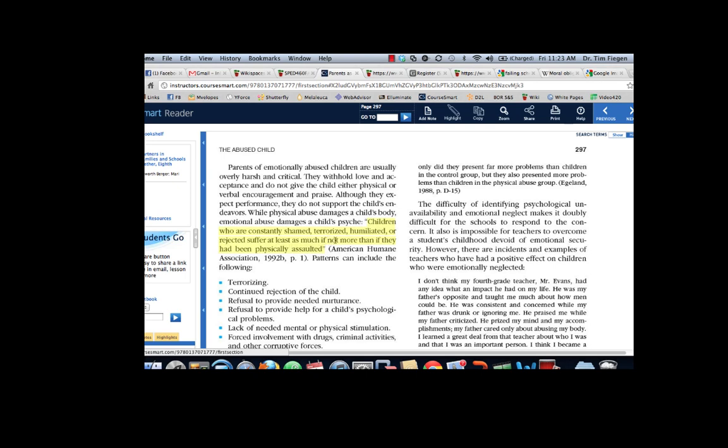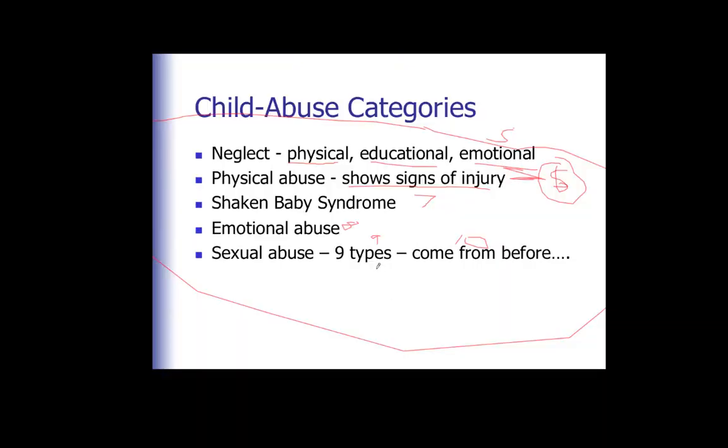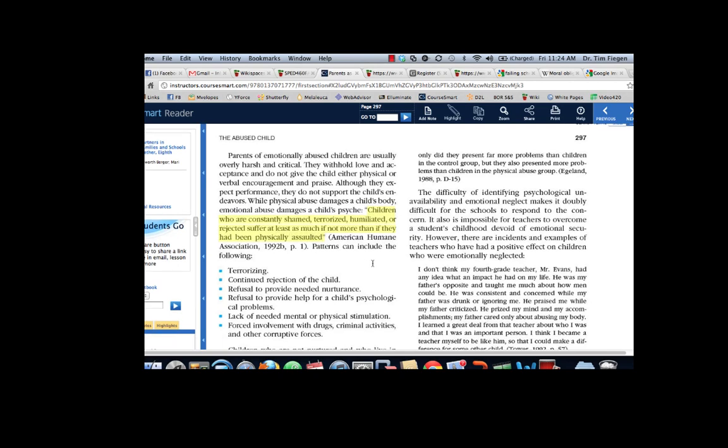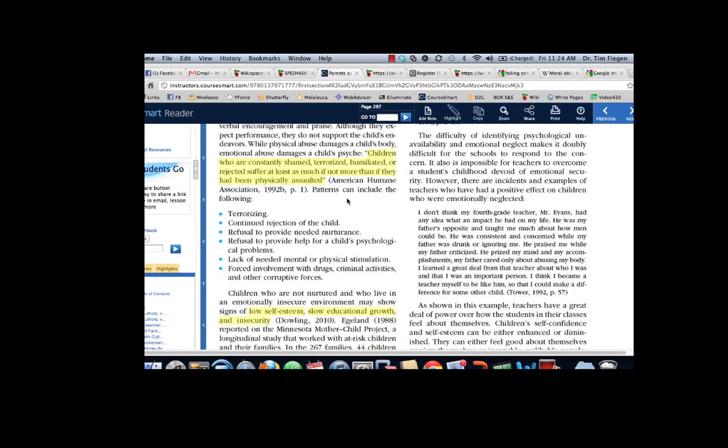Here's what I want you to bring. Children who are constantly shamed, terrorized, humiliated, or rejected suffer at least as much, if not more, than if they had been physically assaulted. That seems harsh, but I've heard that before, and that's what I want you to bring in here about emotional abuse right here with number 8, is that part right there. Okay. It can be more traumatizing than physical abuse. Okay. And then it goes into it here. Patterns can include terrorizing, continued rejection of the child, refusal.